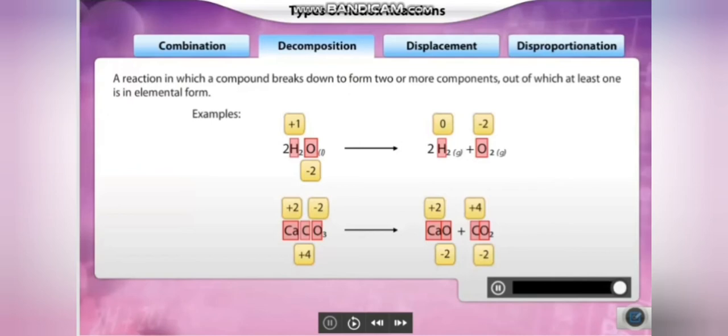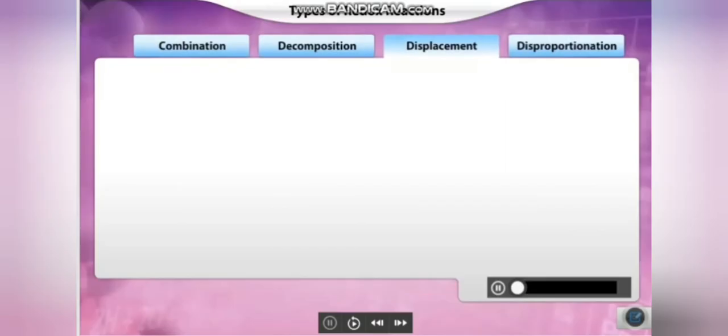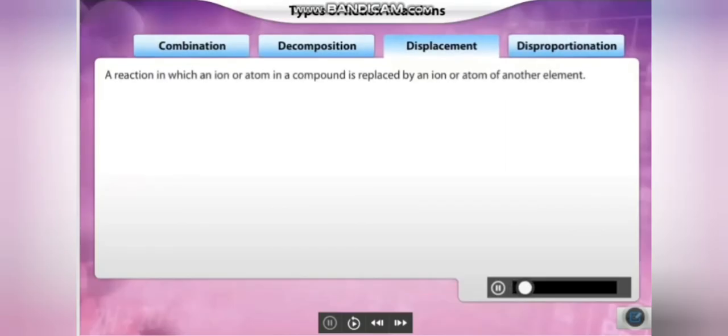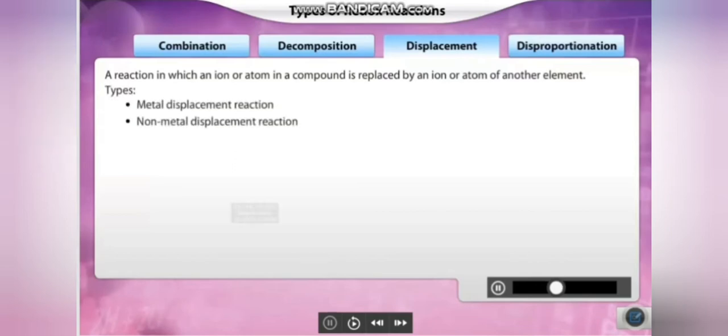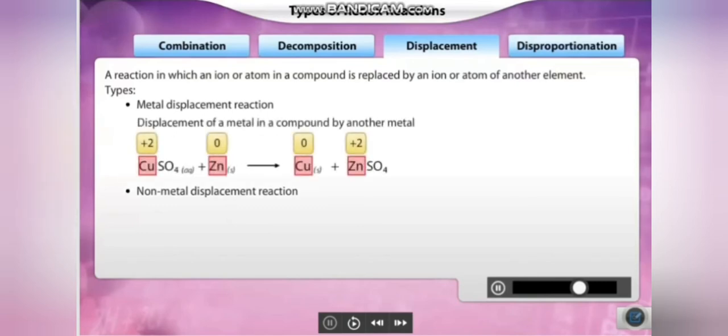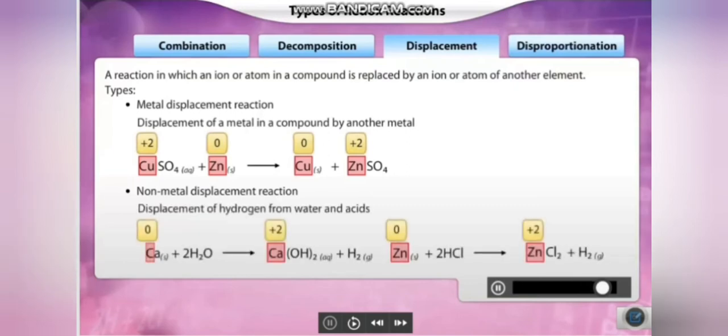Displacement reaction. In a displacement reaction, an ion or atom in a compound is replaced by an ion or atom of another element. Such reactions are called displacement reactions. It is of 2 types: metal displacement and non-metal displacement. In a metal displacement reaction, one metal in a compound is displaced by another metal. You can see the example. In non-metal displacement, there is displacement of hydrogen from water and acids.